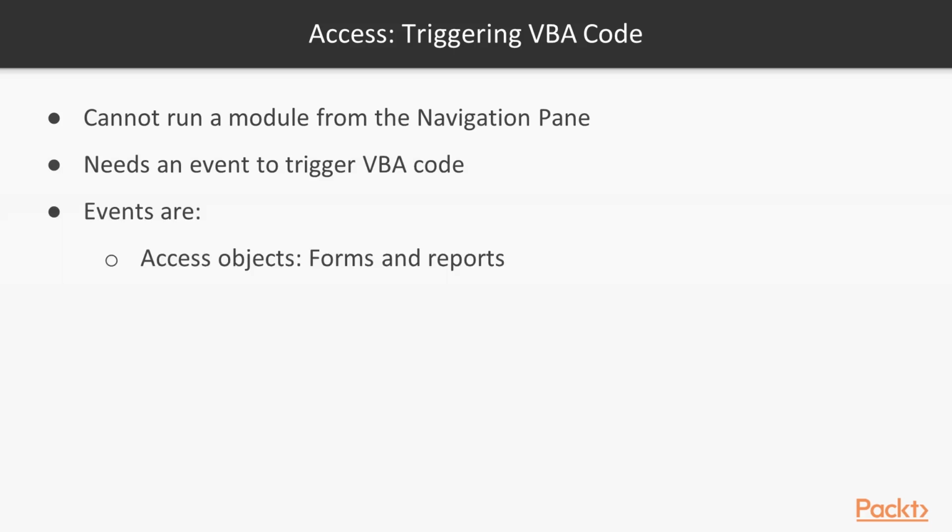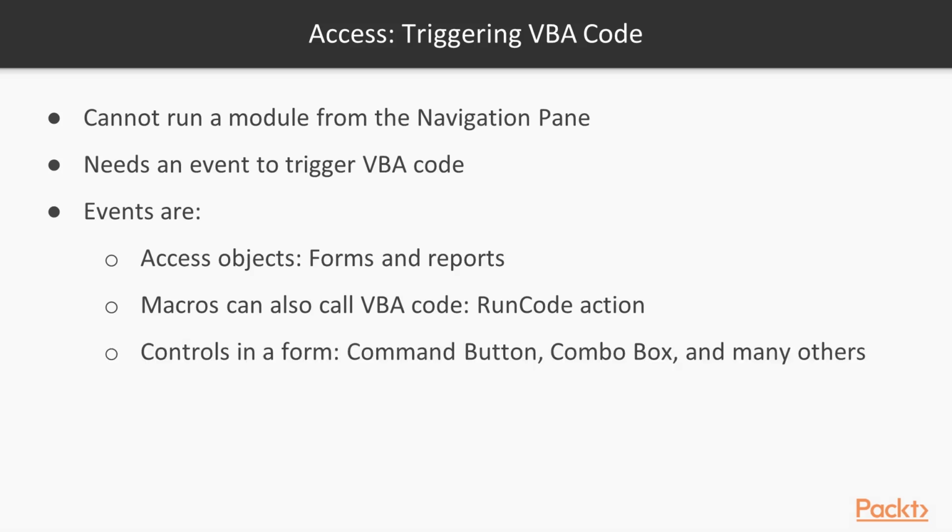Events are therefore instances the system listens for and waits for it to happen, like Access objects, where VBA code can be attached to forms and reports and their respective events, like when it opens, loads or prints. Macros can also call VBA code too, using the run code action, making the best of both, working together and easier to build. In each form, the controls like a command button, combo box and many others have their own events, the most common one being a command button when clicked.